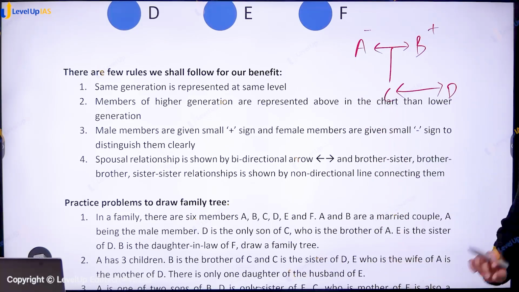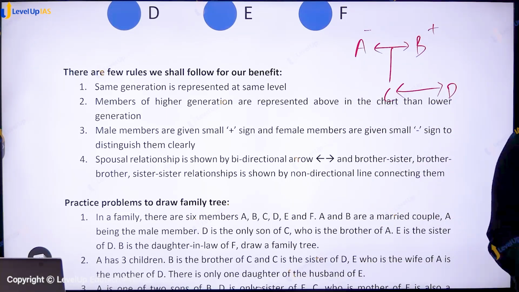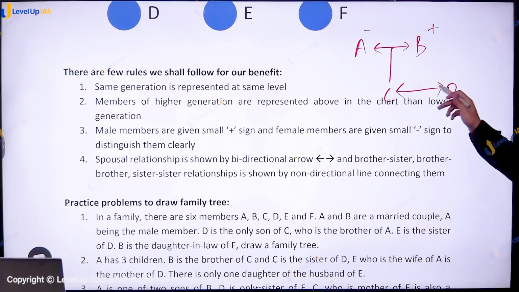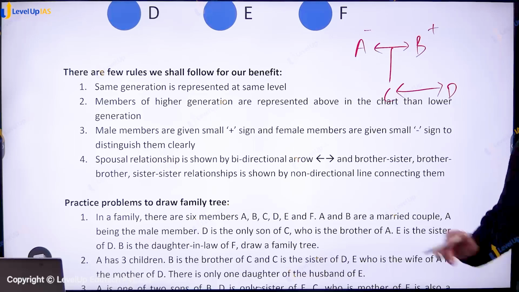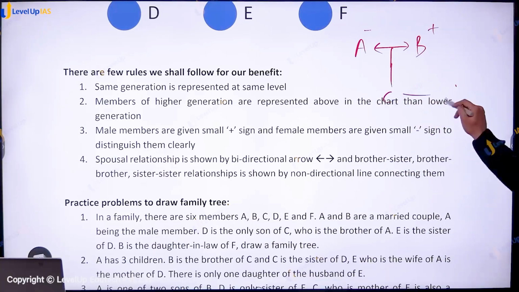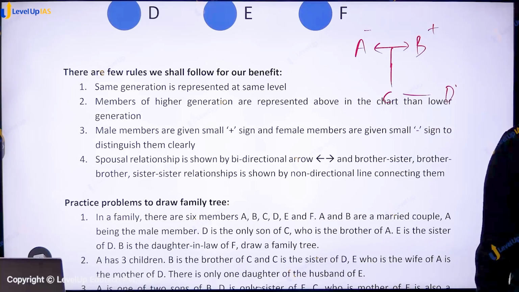This is for our convenience, standardized practices. We are establishing them for our class, I am not claiming these are universal practices. Bidirectional arrow means spousal relation. Non-bidirectional arrow, a normal line, means sibling relation.